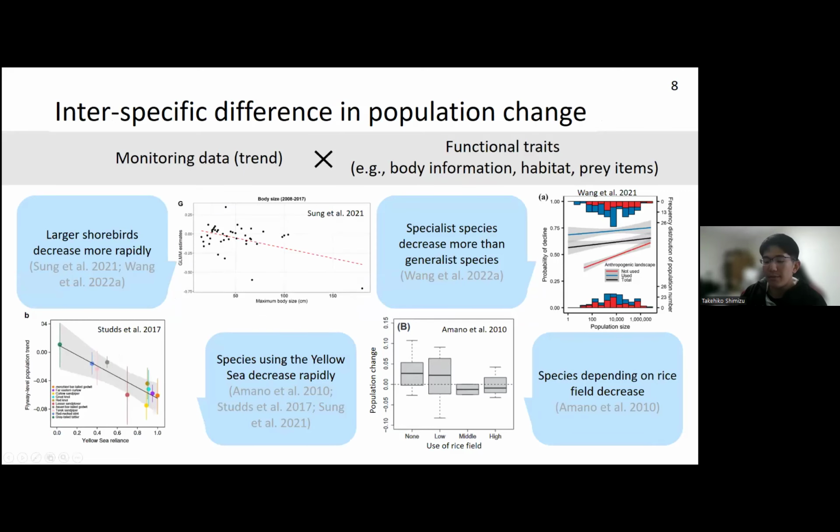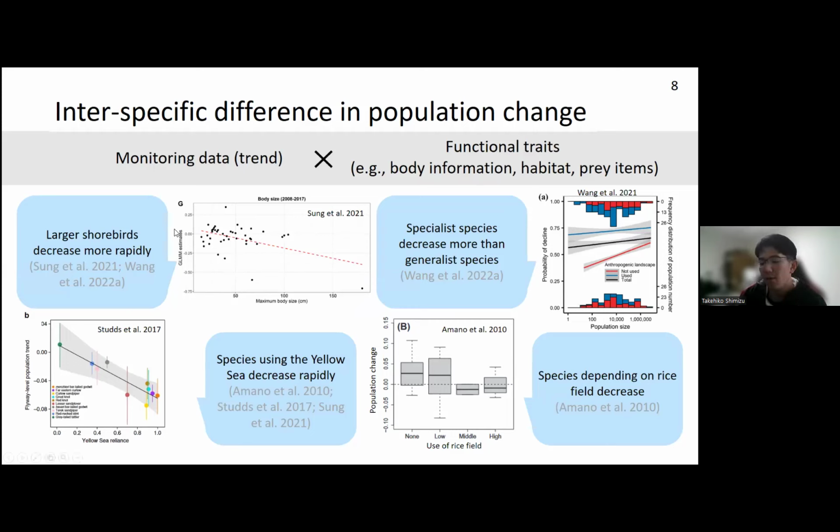Nevertheless, for interspecific differences in population change, partial knowledge was accumulated by several seminal works. These studies integrated monitoring data with functional trait data. Functional trait data mean species traits data, such as body information like body mass and body size, but also habitat trait items, and so on. These works have found important results. So I explain the 4 important results.